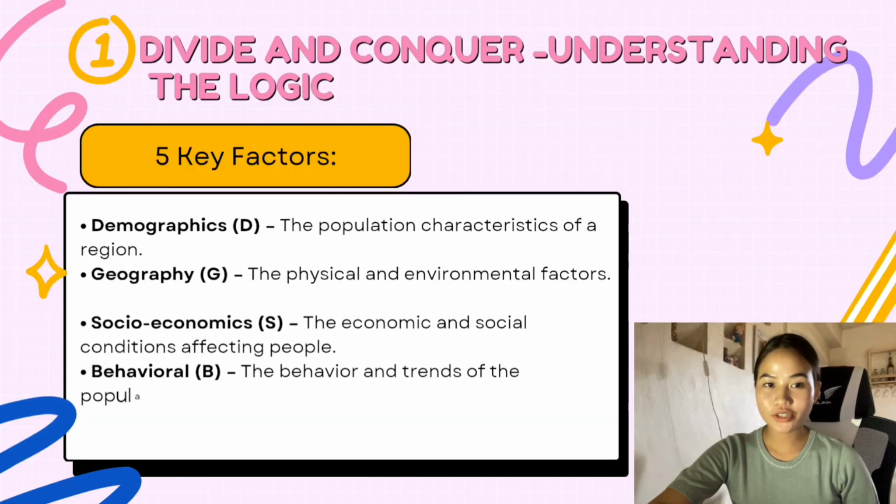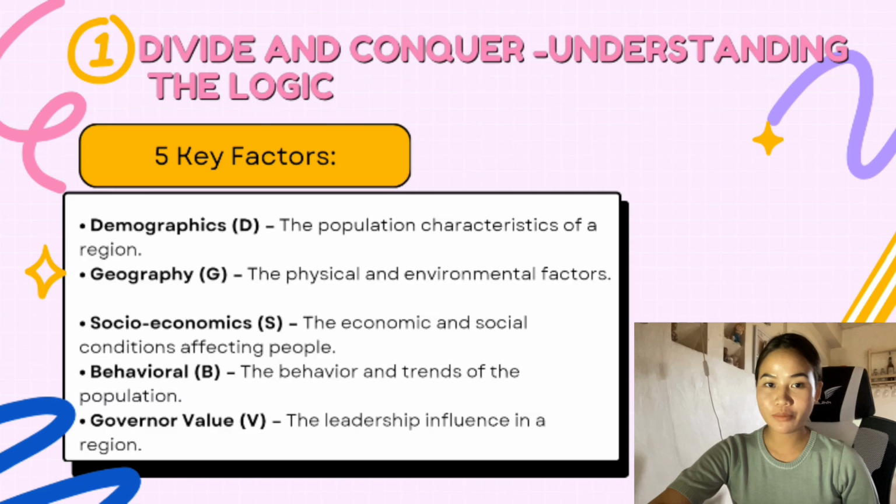Before we jump into the code, let's break down the problem we are solving. We have 5 key factors. First is demographics, the population characteristics of the region. Second is geography, the physical and environmental factors. Third is socioeconomics, the economic and social conditions affecting people. Fourth is behavioral, the behavior and trends of the population. Fifth is governor value, the leadership influence in a region.